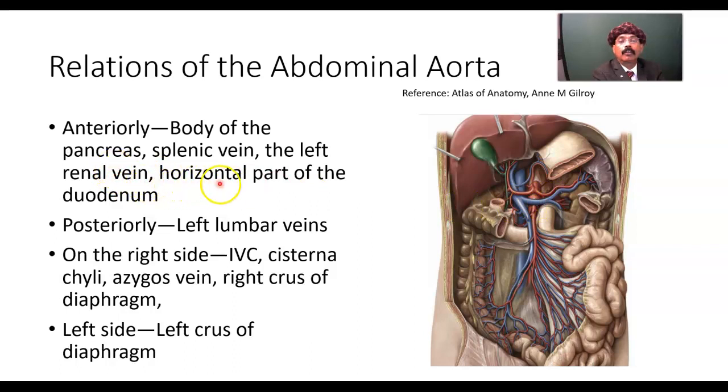The horizontal part of the duodenum. Posteriorly, left lumbar vein. On the right side, inferior vena cava. This is the inferior vena cava here on the right side. Cisterna chyli, azygos vein, right crus of the diaphragm. On the left side, the left crus of the diaphragm.